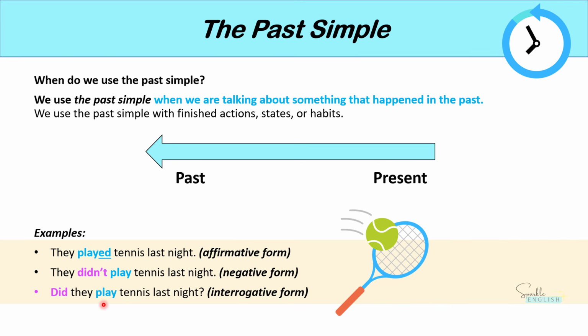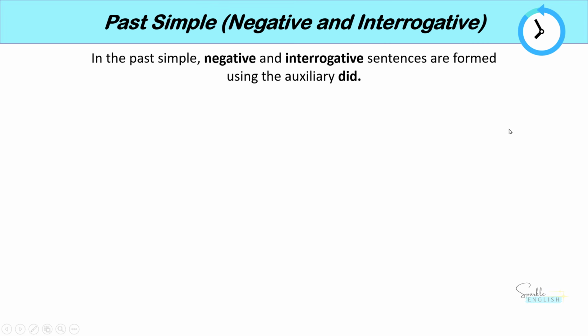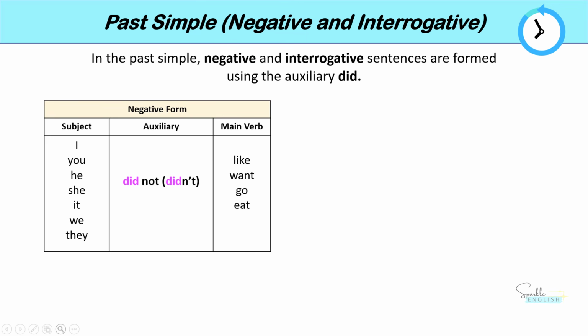Did they play tennis last night? This is an example in the interrogative form, where we are asking a question about something that happened in the past. So in the past simple, negative and interrogative sentences are formed using the auxiliary did. So we have the negative form and we have the subject, I, you, he, she, it, we, or they. And for the negative form in the past simple tense, it is always did not or didn't when you want to make a negative sentence.